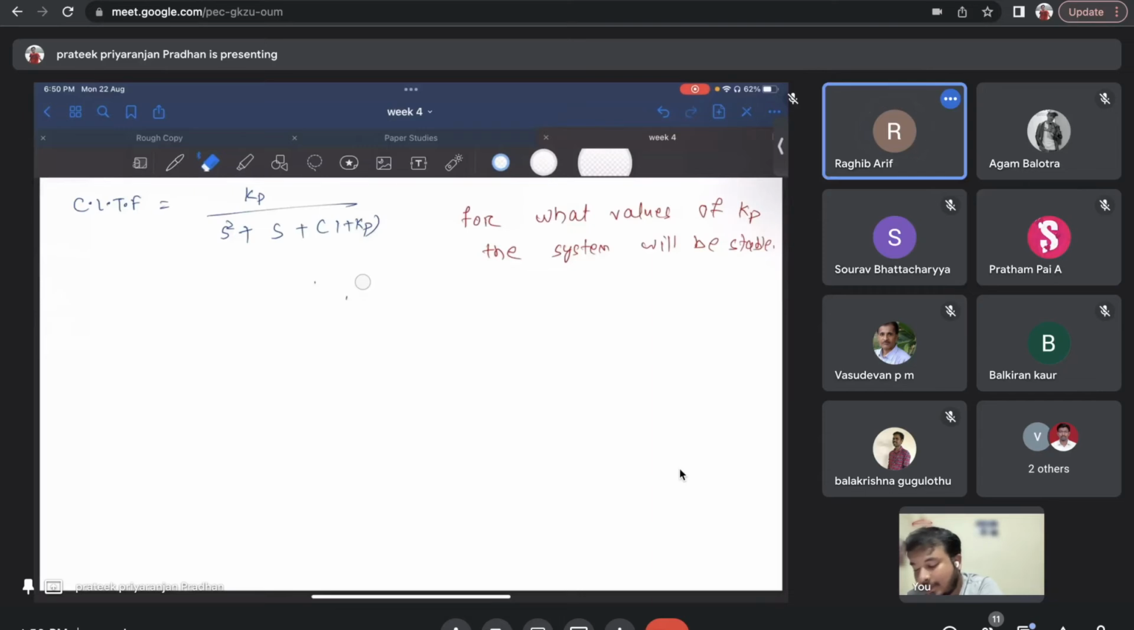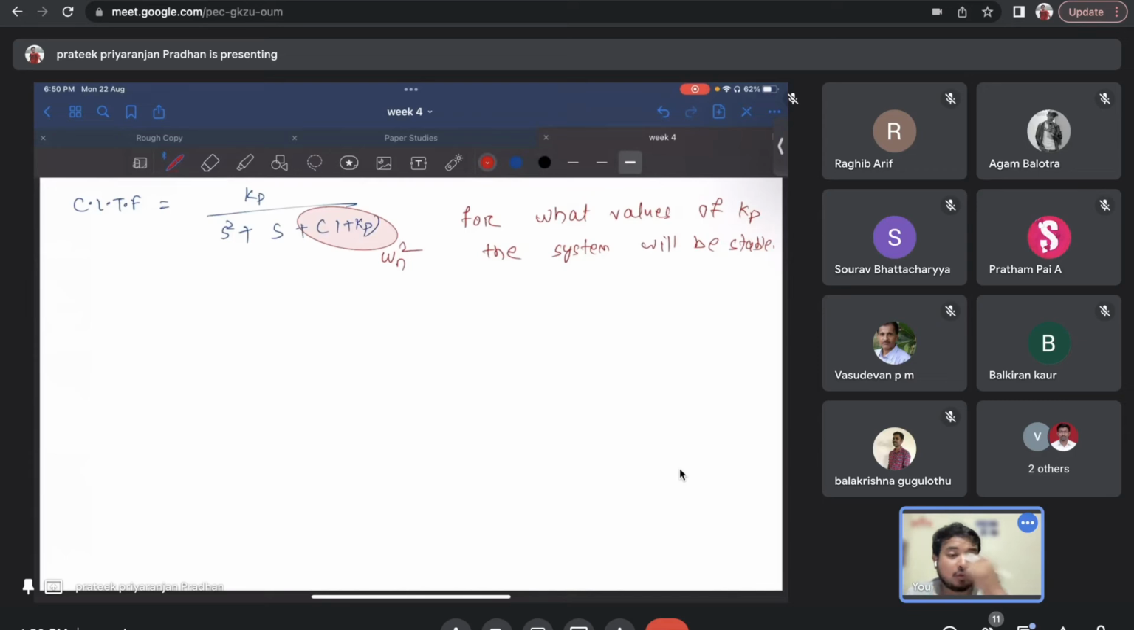Okay. Cool. What Raghib says is this value corresponds to the omega n of the system, the natural frequency, omega n square. As omega n square can never be negative, 1 plus Kp needs to be positive. But does this guarantee stability? This is the condition that omega n square will not be negative, but does it guarantee stability?